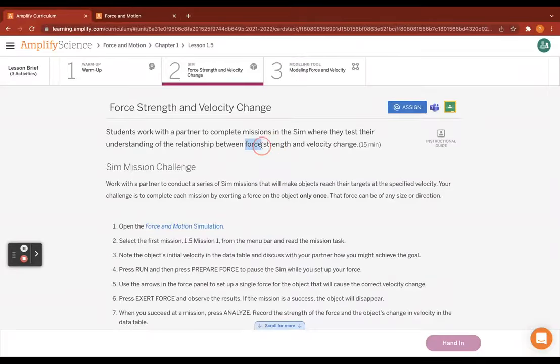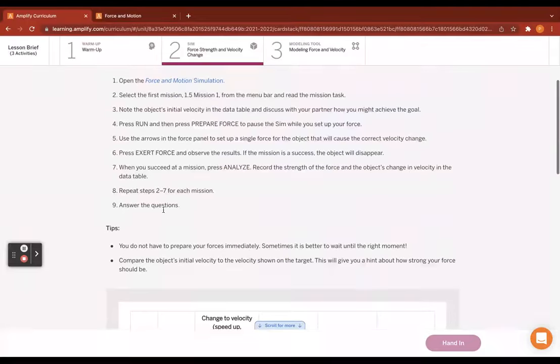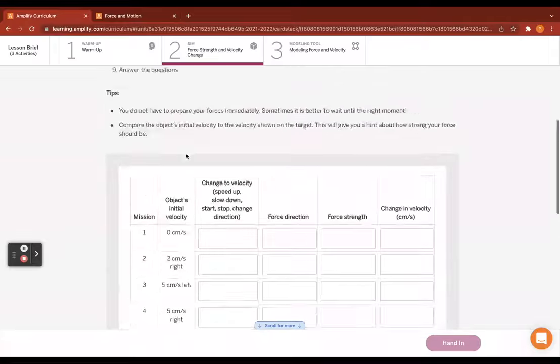A force is a what? Push or pull, that's right. And velocity is what? Speed and direction. Since you already read all the directions, optimism, I'm going to show you how to figure out the mission. Mission number 1.